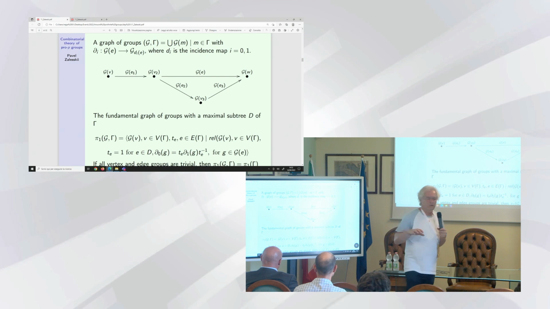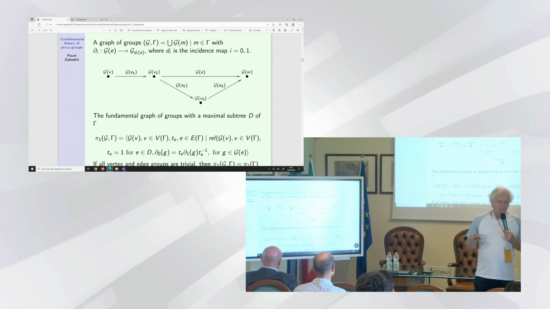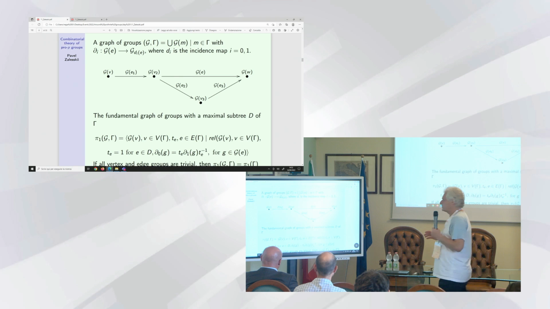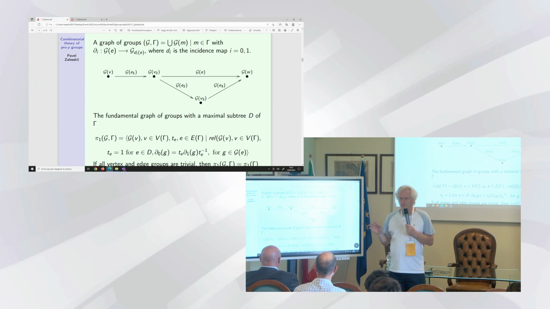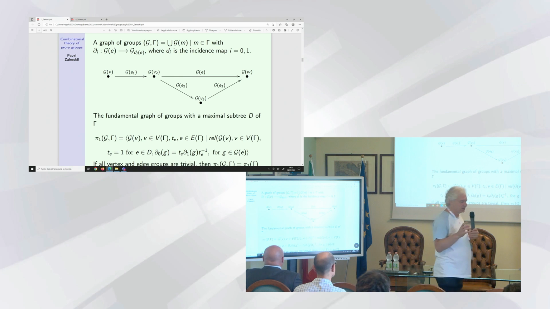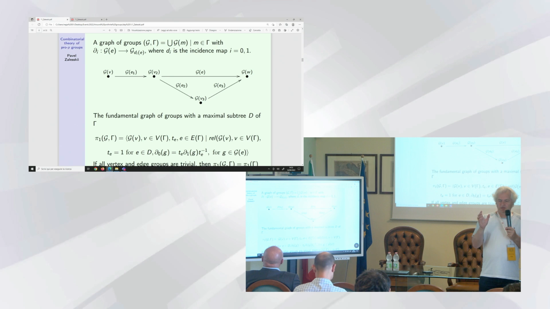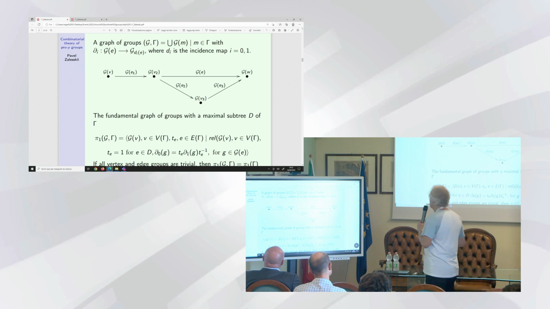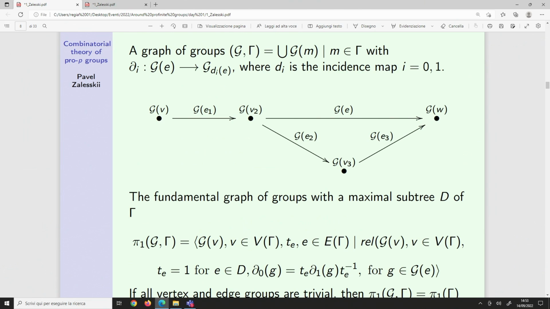And now we come to a different story. How do we treat subgroups of this construction? Now, Bass-Serre theory. Bass-Serre theory treats the amalgamated product and HNN extension at the same time. And then we need a notion of graph of groups. So what is a graph of groups?